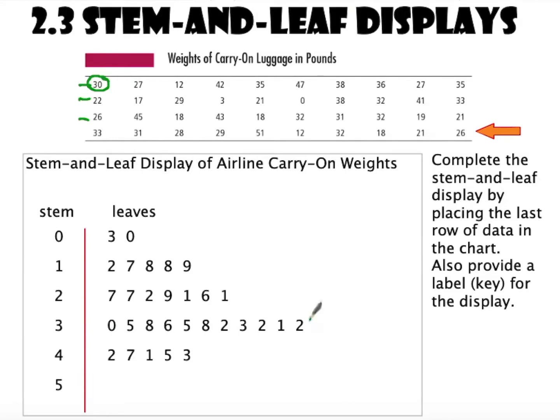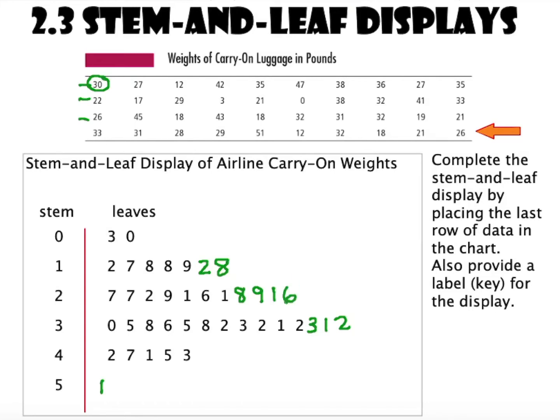So 33, I would go here and add a 3, 31, 28, 29, 51, 12, 32, 18, 21, and 26. Doesn't take a lot of time.